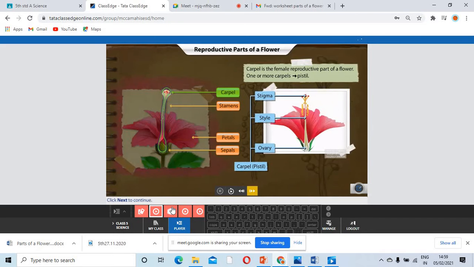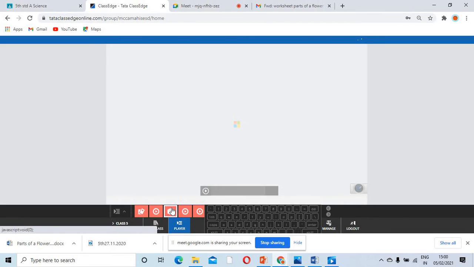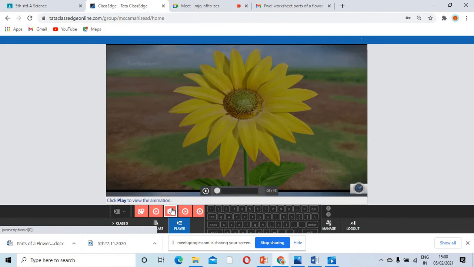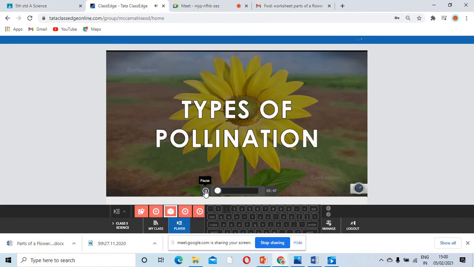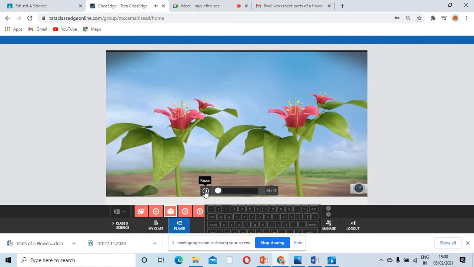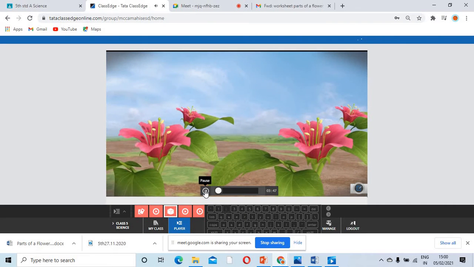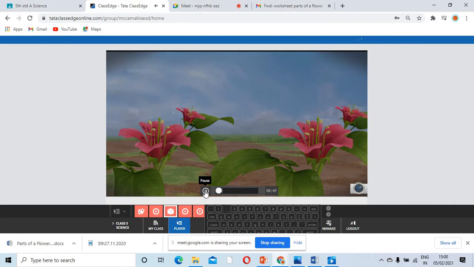Okay, next we are going to go into another slide where it's very interesting. It shows about pollination. We learnt about the two types of pollination. Pollination is the process during which the pollen grains are transferred from the anther to the stigma of flowers. Pollination is essential in the production of fruit and seed.